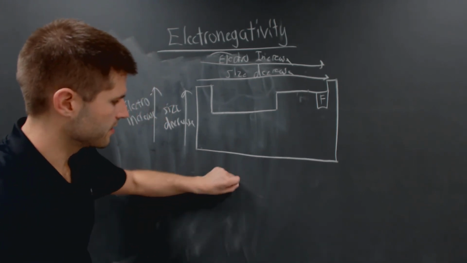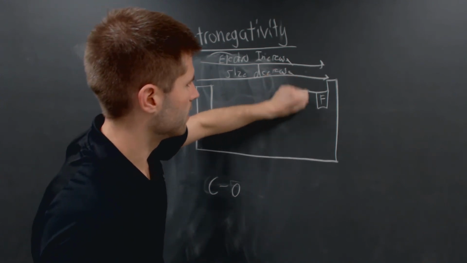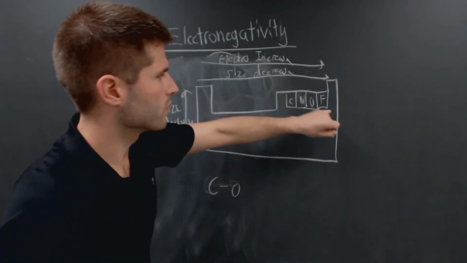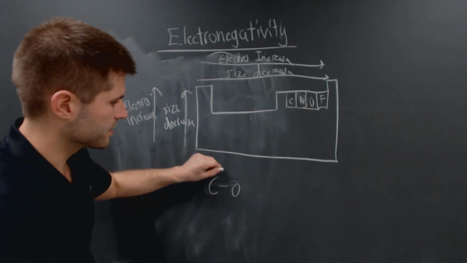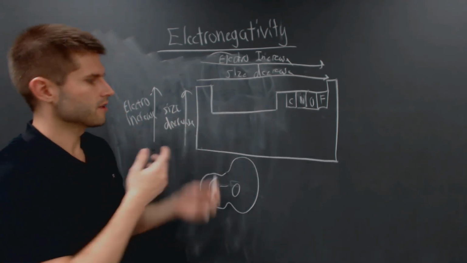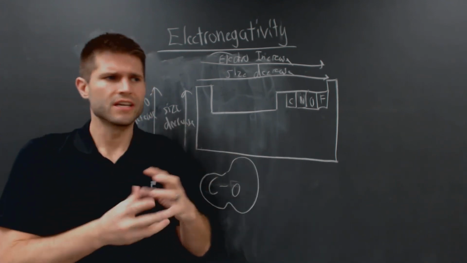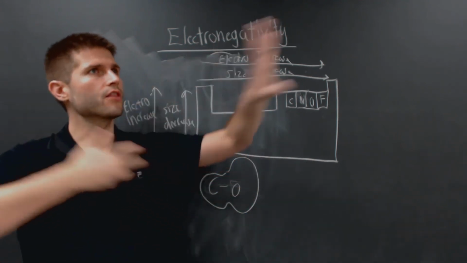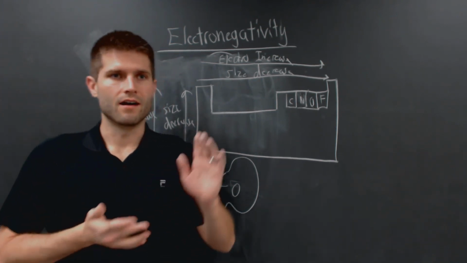If we look at a bond between carbon and oxygen, carbon would be somewhere around here, then nitrogen, oxygen, fluorine. The oxygen is closer to the fluorine, which means the oxygen is going to be more electronegative and the carbon is going to be less electronegative. So we're going to be drawing these conclusions and seeing, as we start drawing Lewis dot structures, how this plays into the interaction. And it has special ramifications for molecules in the way that they bond with other molecules surrounding them. So with that, I want to say that's all we're going to talk about electronegativity.